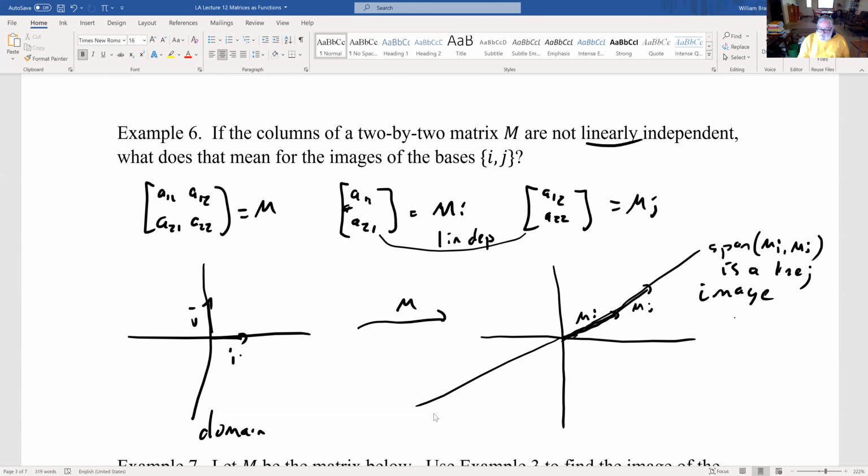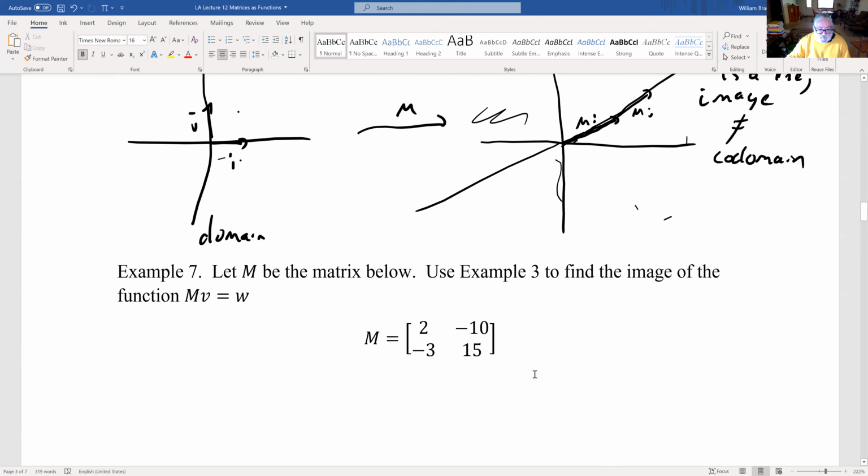So here the image does not equal the codomain, because the codomain is all 2 by 1 vectors. And this is actually going to lose a dimension because i and j are linearly independent in the domain, but they get mapped onto multiples of each other in the codomain, which means that it'll collapse the entire plane onto that one line. And so the image, which is that one line, is not equal to the codomain. And if you remember the terminology, that means this function is not onto. It's also not one-to-one either.